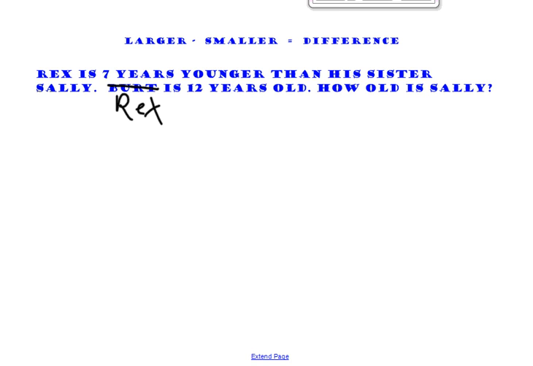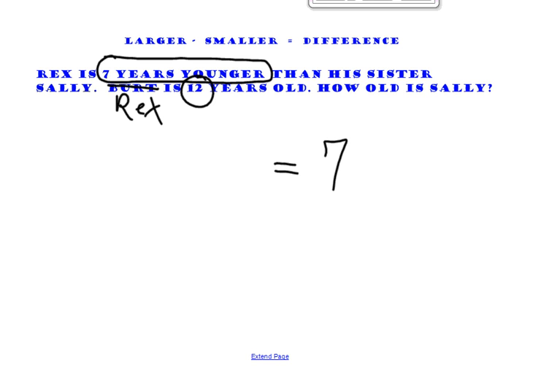Now, we have two numbers here that we can look at. We have a 12-year-old Rex, and we have this idea, 7 years younger. Now the 7 years younger is going to fit into our formula as our difference. That's the difference between the two. And now the question is, is Rex the larger number or the smaller number? Of course, it says that Rex is younger than his sister. That would mean that his number is going to be smaller. And so in the end, we're going to have an equation that looks something like this. L minus 12 equals 7.